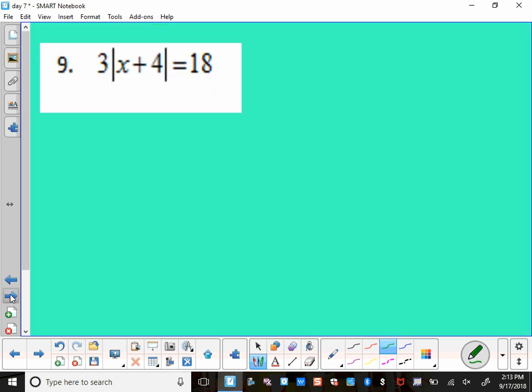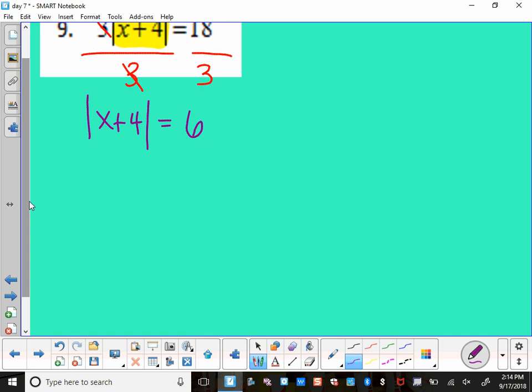All right, number 9. What needs to go? The 3 needs to go because it is attached to my absolute value. So the 3 disappears, and we have x plus 4 is equal to 6. From here, Dennis, what do I do? Once I have absolute value by itself, let's go ahead and split them up.